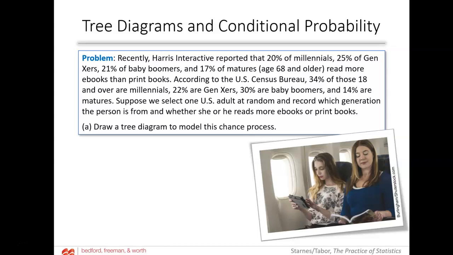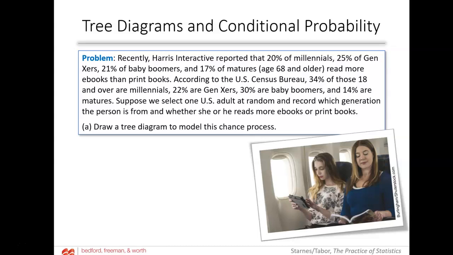All right, anywho. According to the U.S. Census Bureau, 34% of those 18 and over are millennials, 22% are Gen Xers, 30% are baby boomers, and 14% are matures, if you will. Suppose we select one U.S. adult at random and record which generation the person is from and whether she or he reads more ebooks or print books. Draw the tree diagram.